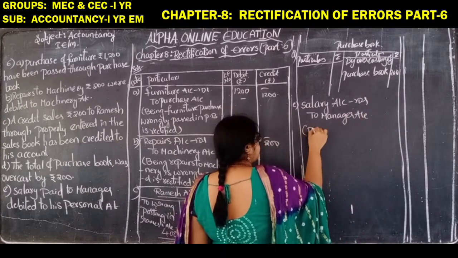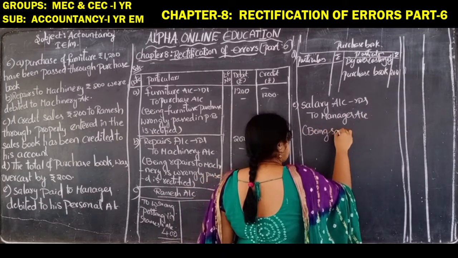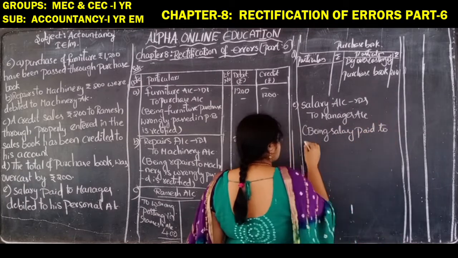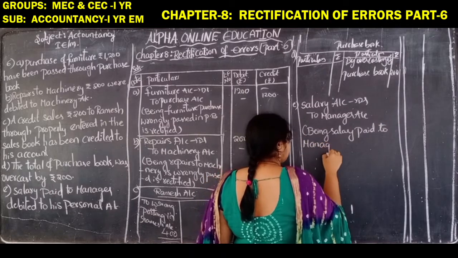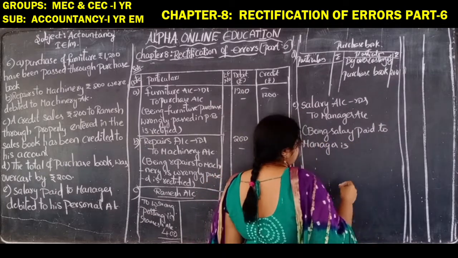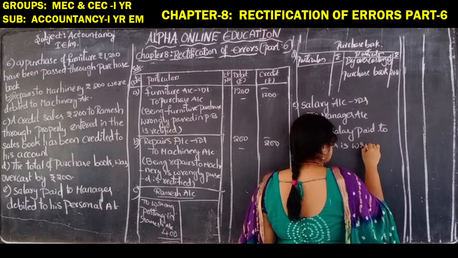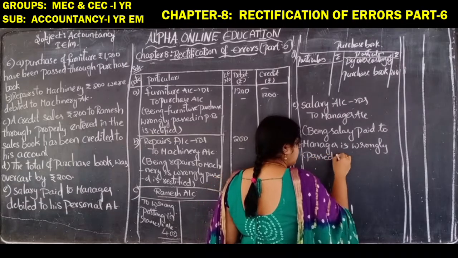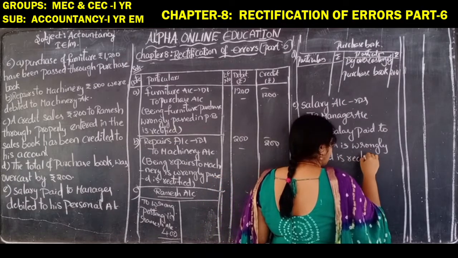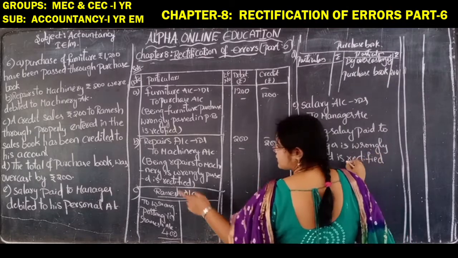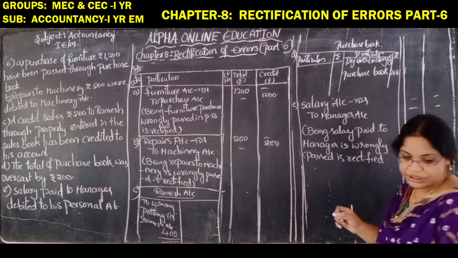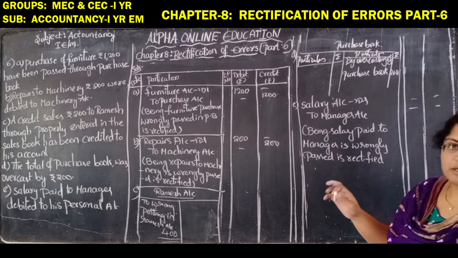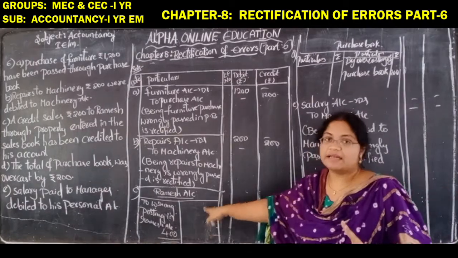Write the narration: being salary paid to manager is wrongly passed, is rectified. So how much is the amount? That is not given. The amount they have not given. So this is the sixth problem. Yes, so two things are different for you here. This is C and D.